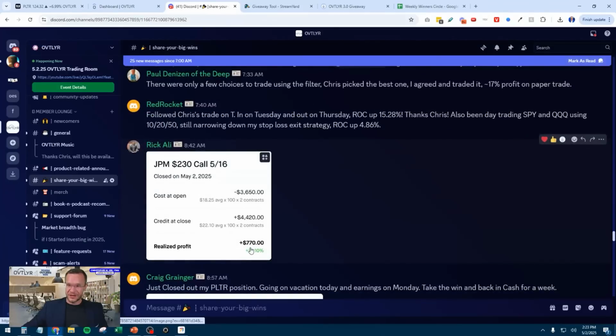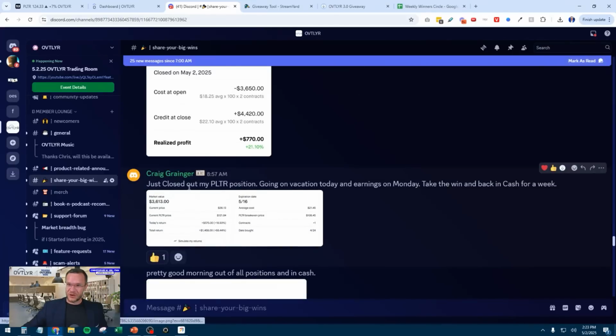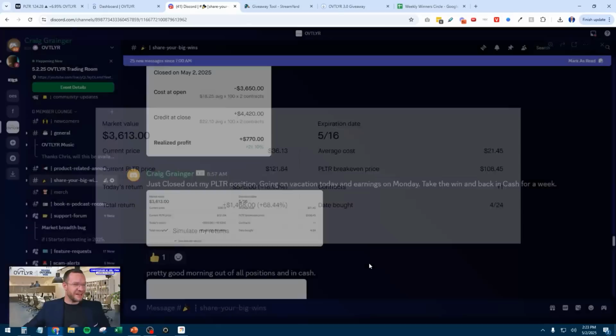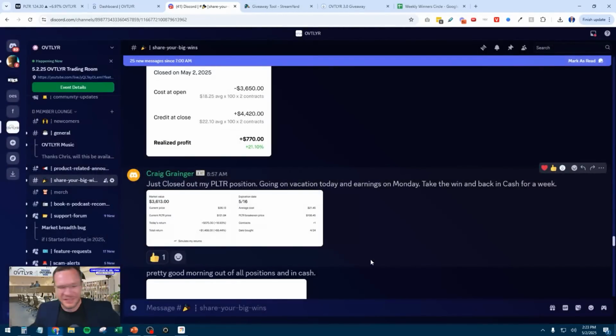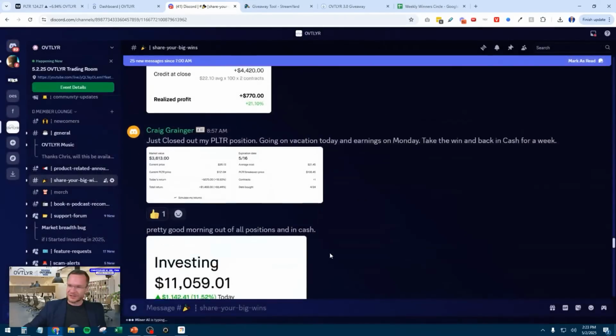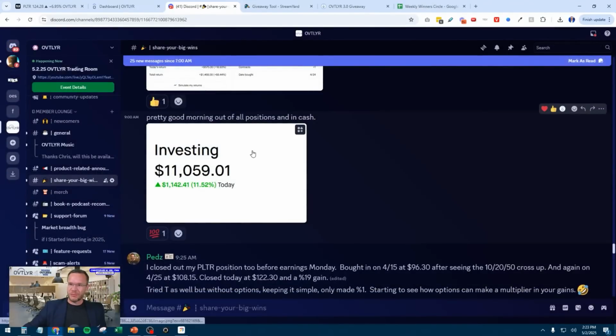Outstanding. Then there's Rick, who made $770 this week. Way to go, Rick. There's Craig, just closed out his Palantir position. Going on vacation, earnings are on Monday. Look at that. How much did he make? A cool $1,468. I feel like the 82 cents a day the Outlier cost is certainly worth it. I think that he just paid for 5 years of Outlier in this one single trade. Pretty good morning. He's up 11% today, up $1,100.